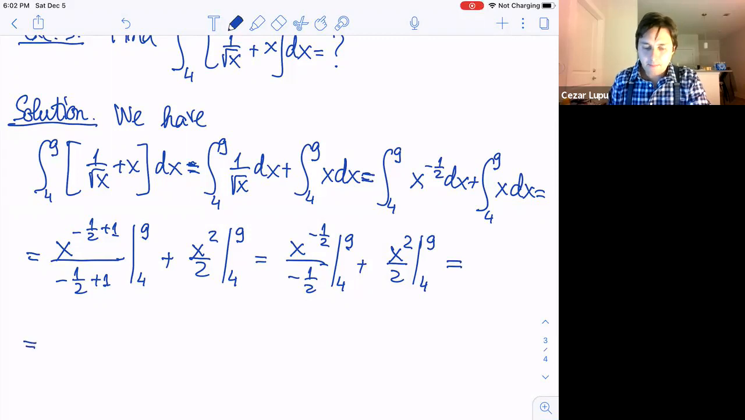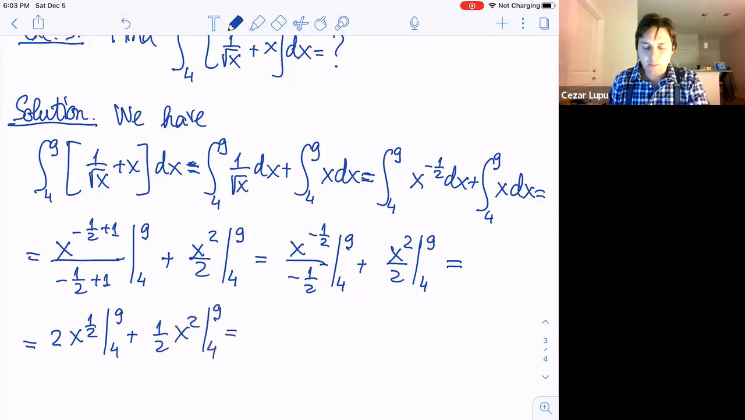All right, so this would be what? Well, x to the 1/2 over 1/2 would be 2 times x to the 1/2 from 4 to 9, plus 1/2 x squared from 4 to 9.